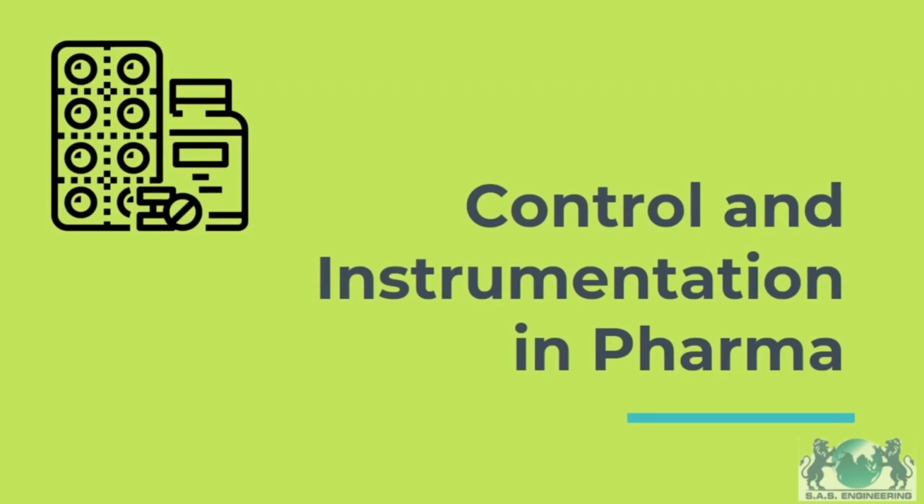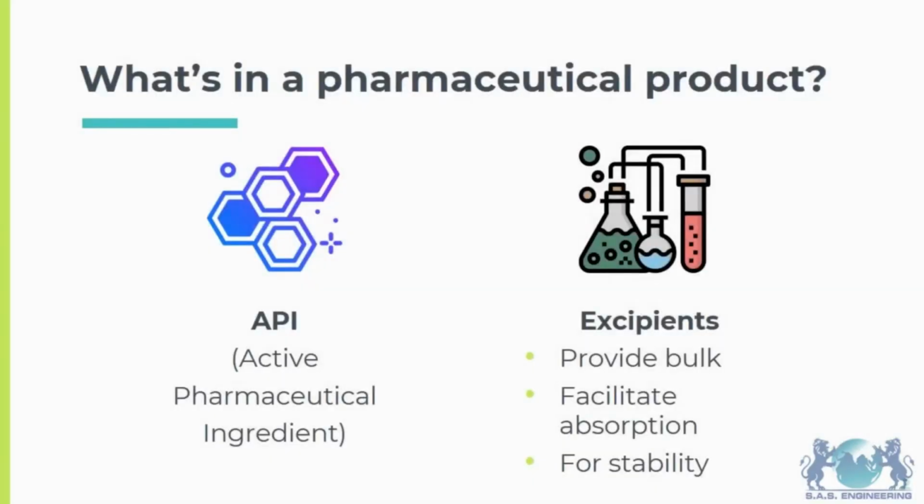Today we're going to be talking about control and instrumentation in the pharmaceutical industry. There are two main components of a pharmaceutical product. The first is your API, or active pharmaceutical ingredient. This is the part of the drug that causes your desired pharmacological effect. Excipients, on the other hand, are inactive components. They may provide bulk, help to facilitate absorption, or be used for stability. These excipients can even help prevent the denaturation of your drug and help achieve a sustained release dosage.